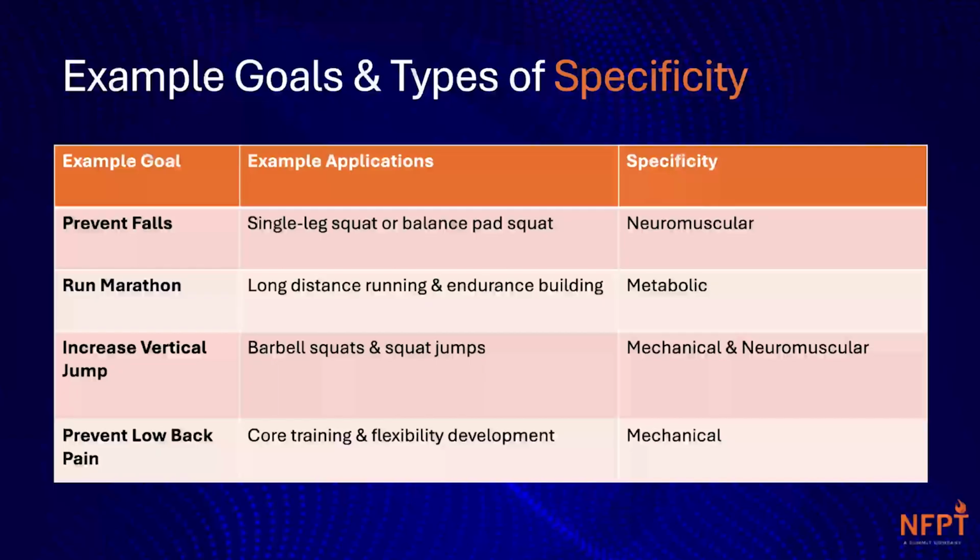So if our client's goal is to increase their vertical jump, and we know that we want to include barbell squats and squat jumps, the type of specificity we're looking at here is mechanical and neuromuscular.